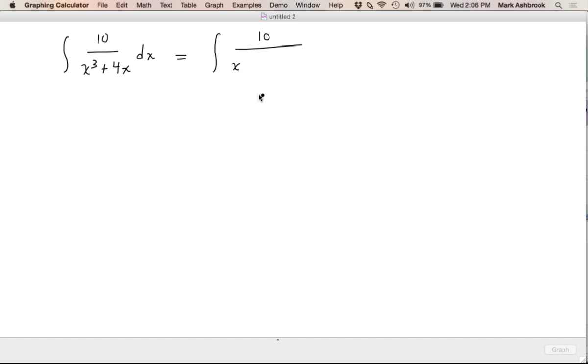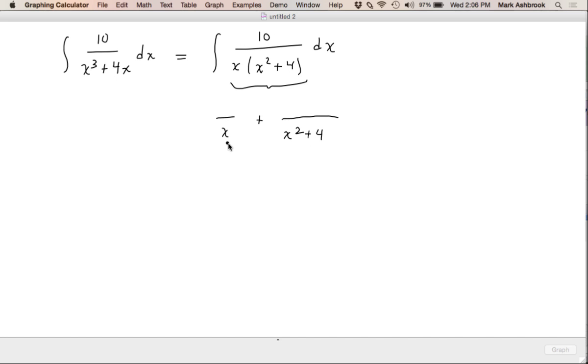Factor out just an x, right? And it factors into x times x squared plus 4. So we're going to think about this thing right here as something over x plus something over x squared plus 4.